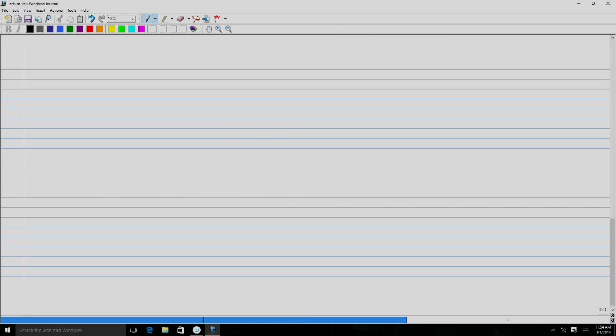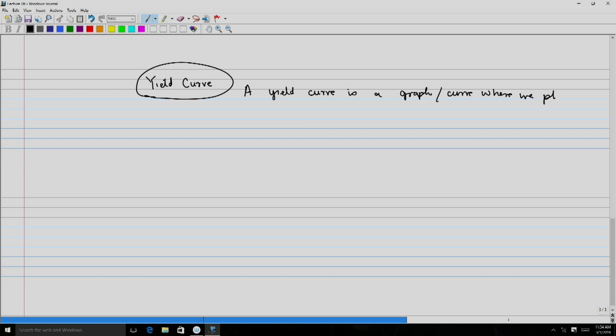So, this brings us to what is known as the yield curve. So, the yield curve essentially will give you a relationship between the maturity and the rates. A yield curve is a graph or a curve where we plot the yields of various bonds against maturity values, and by maturity values you mean the actual maturity.